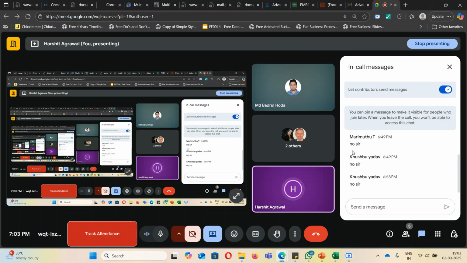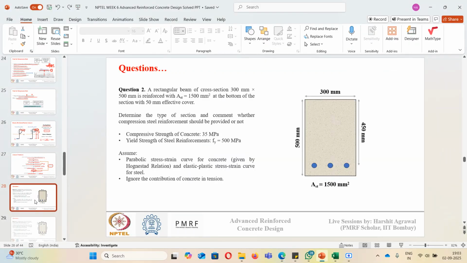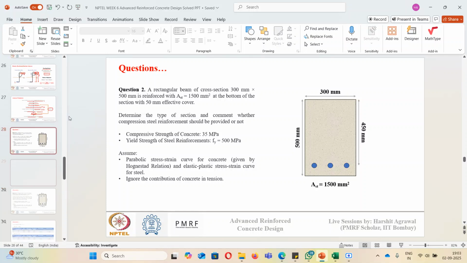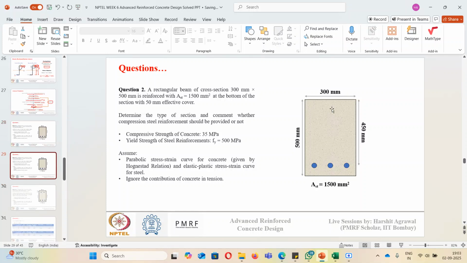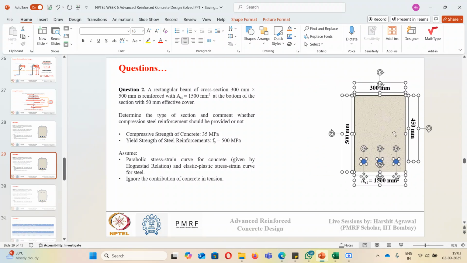Whatever you explained, it was perfectly correct. Okay. So let's see that calculation now for others also. It was perfect, whatever you told. Okay. So this I am just moving here.